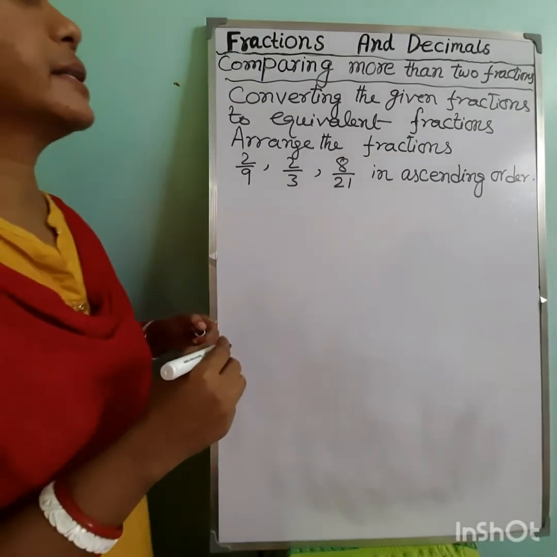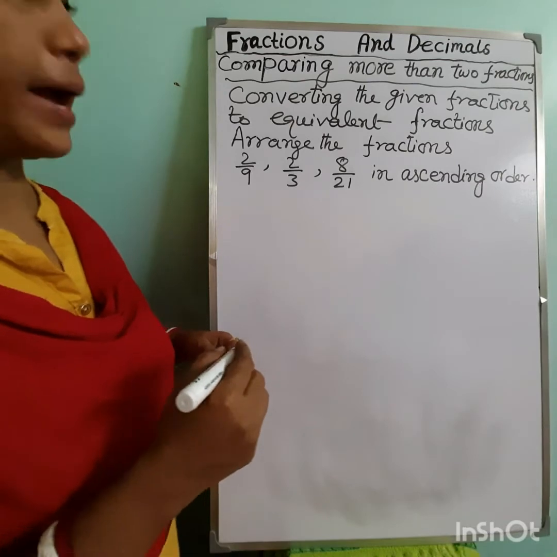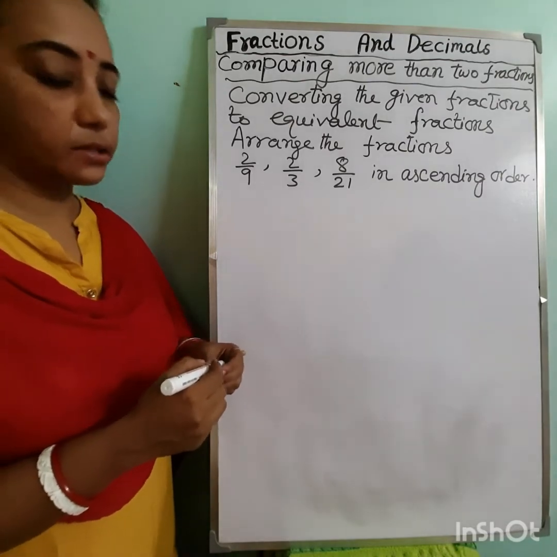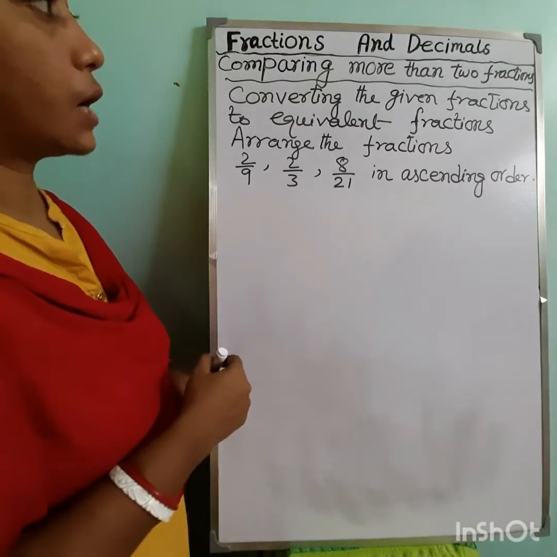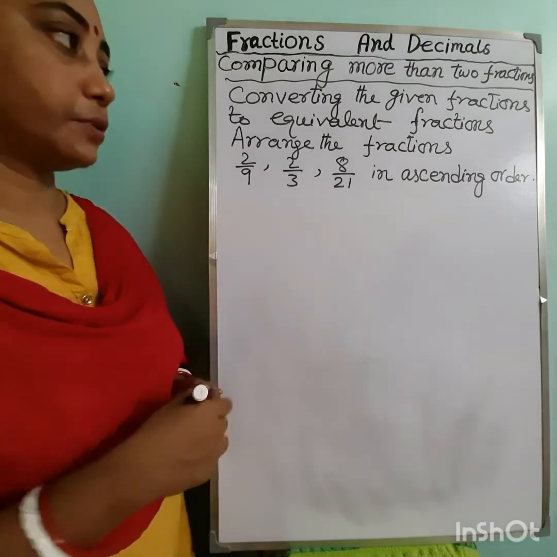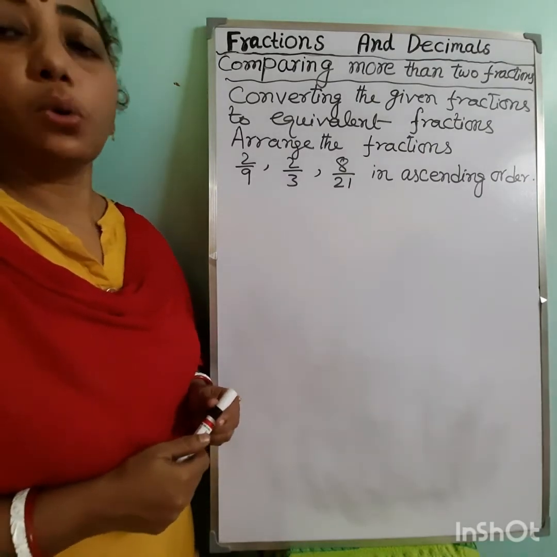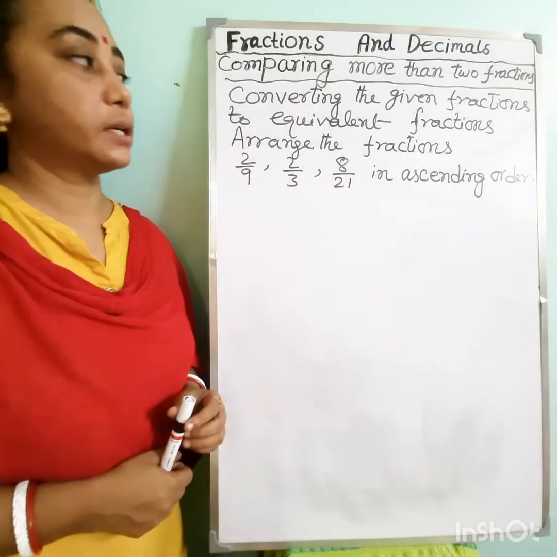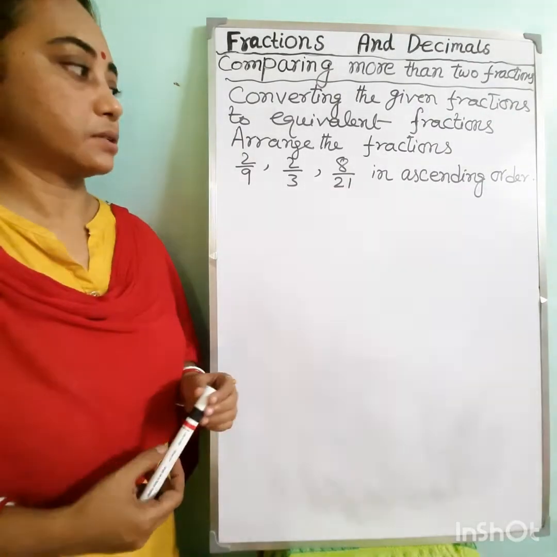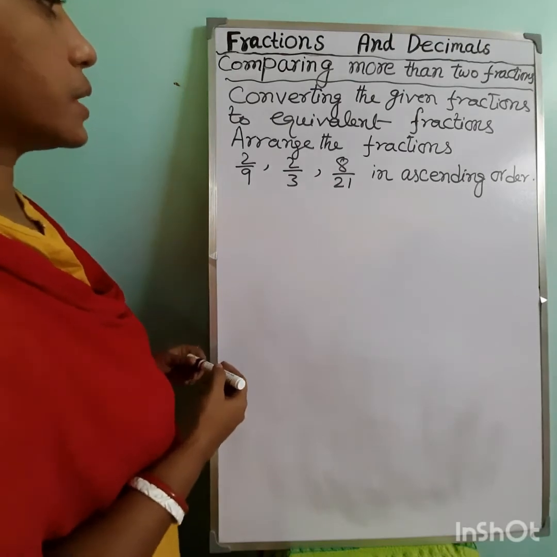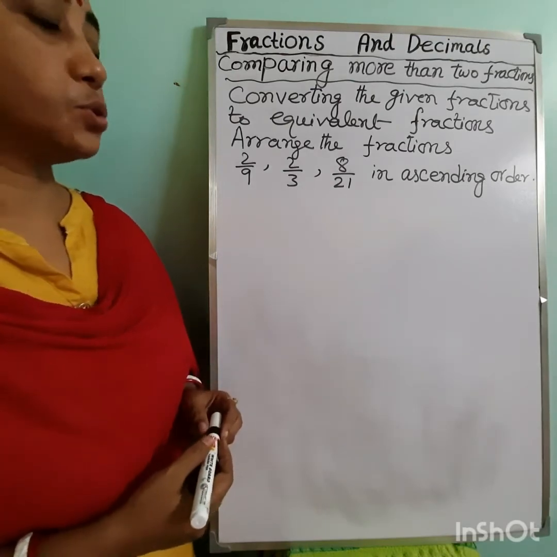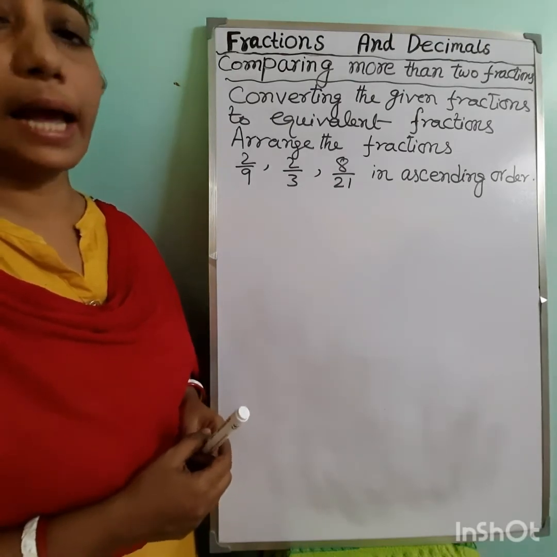Let us see another type, comparing more than two fractions. When more than two fractions are given, that time we convert the given fractions to equivalent fractions with the denominators equal to the LCM of the denominators of the given fractions. So let's begin with the question. Arrange the fractions 2 by 9, 2 by 3, 8 by 21 in ascending order.